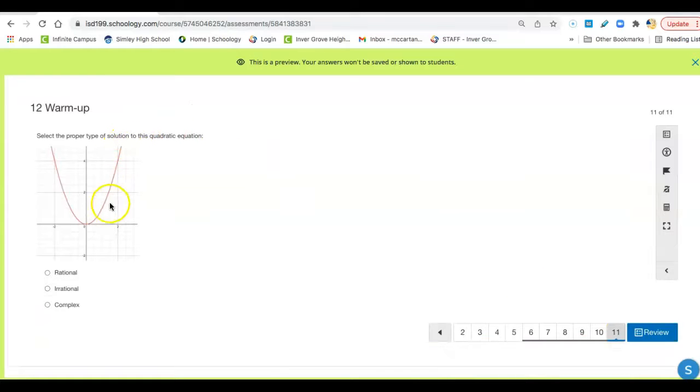11, this is the parent function, y equals x squared. The solution is 0. 0 is a rational number. All right? Go ahead and submit that.